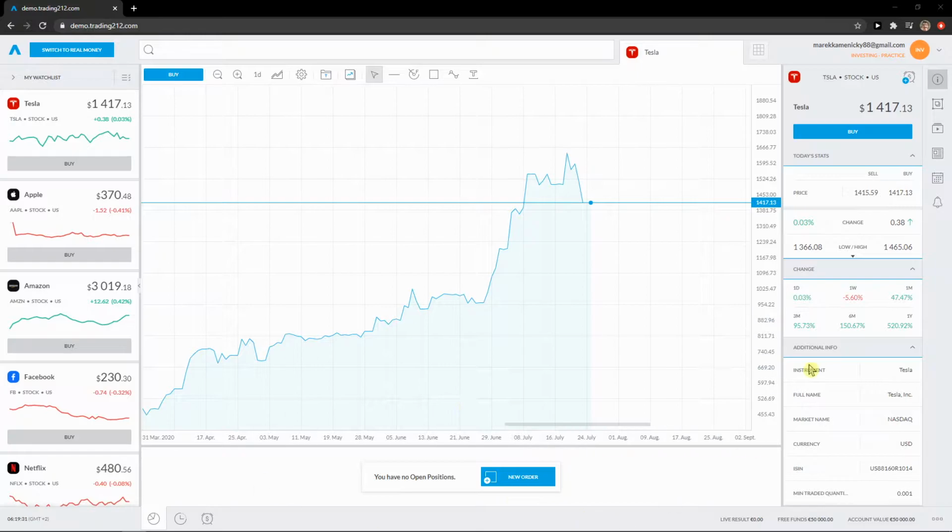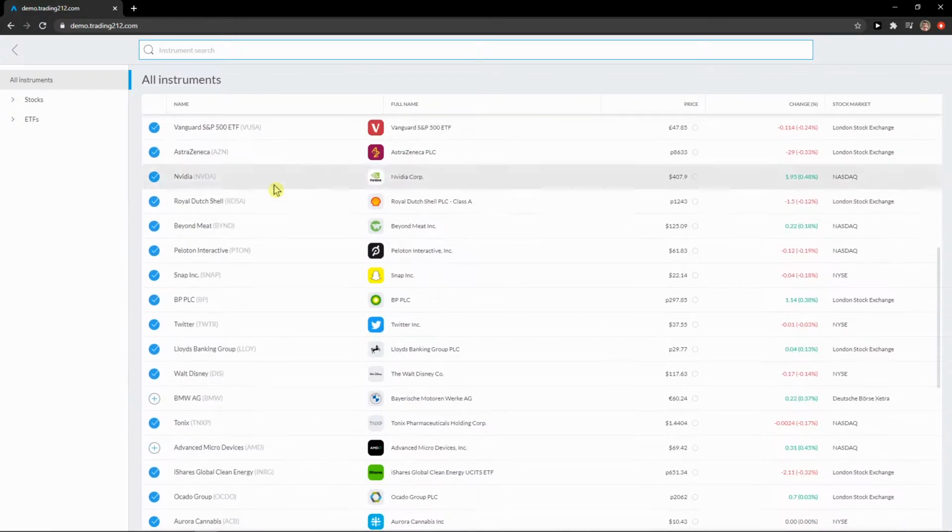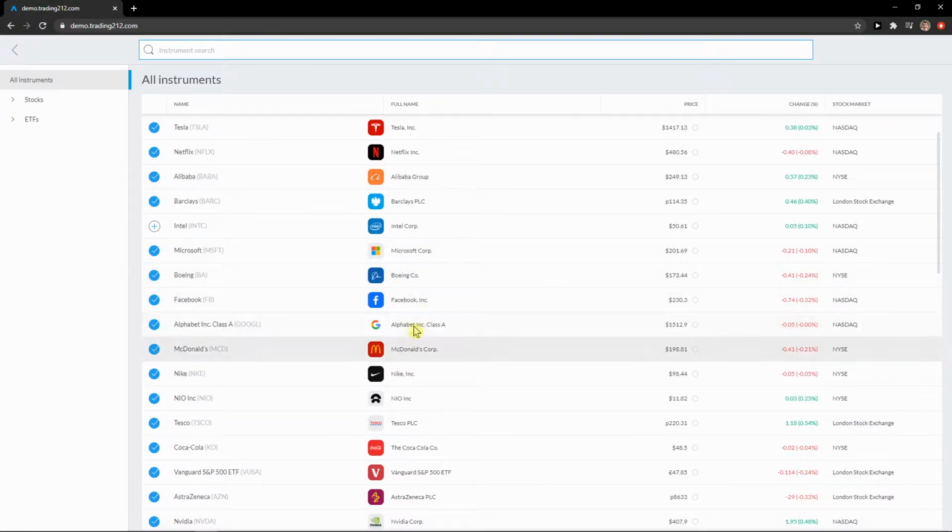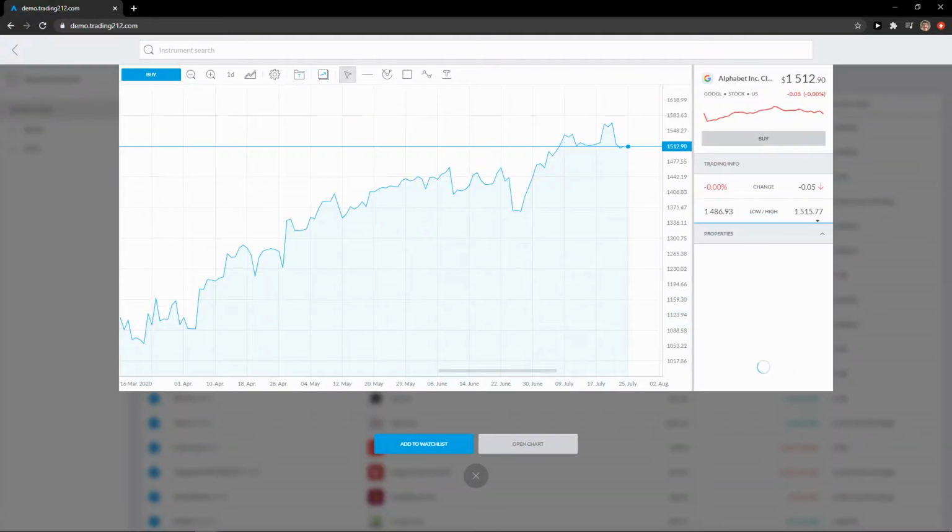The first thing you want to do, when you're in trading, is click here on new order, or just find some stock here or search for it. Let's say I'm going to invest in Alphabet. I see Alphabet and this price, but right now the market is not open. So it's okay. Now we can click buy.